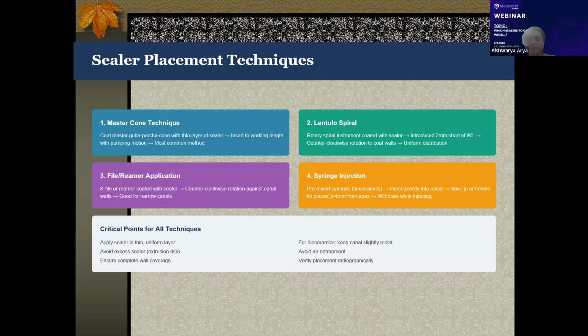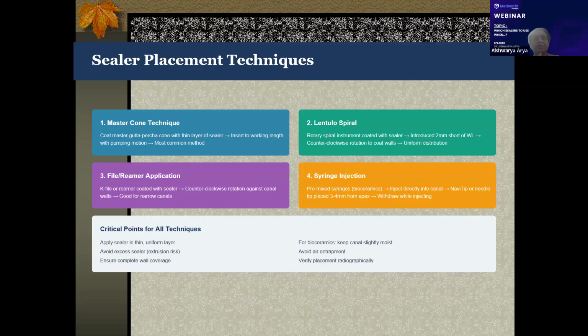The next would be the syringe techniques. Most bioceramic sealers are introduced with the syringe technique, where we inject directly inside the canal, and the navi tips or needle tips are placed 3 to 4 mm from the apex, without any kind of injecting. Then when you're pulling the gun out, you can actually see how the sealer is flowing inside the canal. The best part of using these pre-mixed syringes is that you can directly introduce it into the canal. It is always best to use these because it fills all kinds of lateral canals, fins, and the spaces that are present.